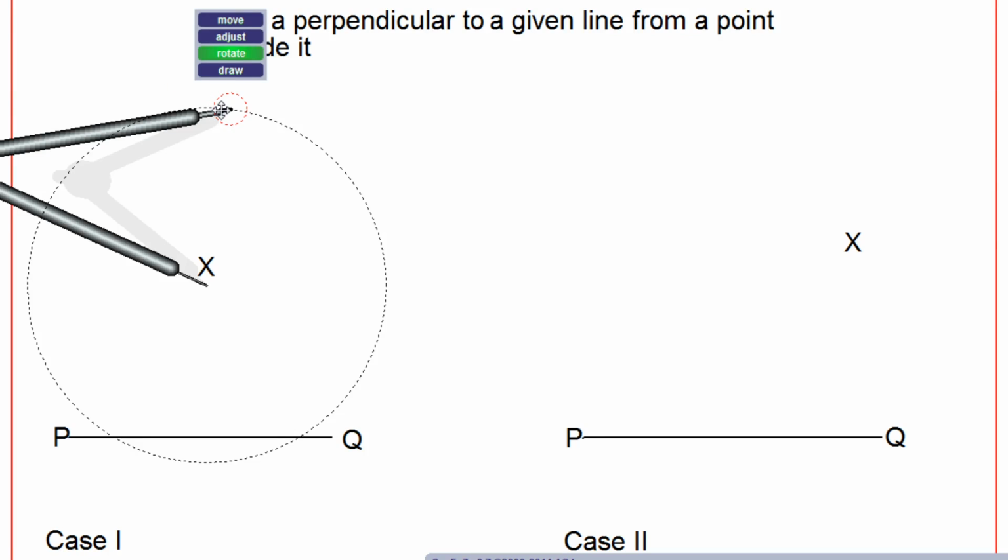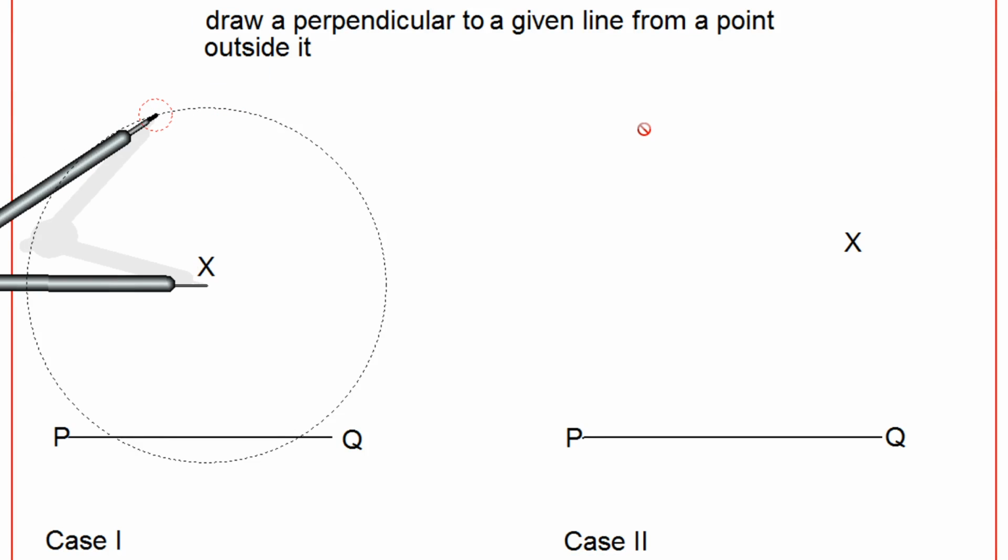We want to draw a perpendicular to a given line from a point outside it. So there could be two conditions. One condition is that the given point is almost at the middle of the given line. Say in this first case, case 1, the given point is almost at the middle of the given line. Though it is outside, it is almost at the middle point.